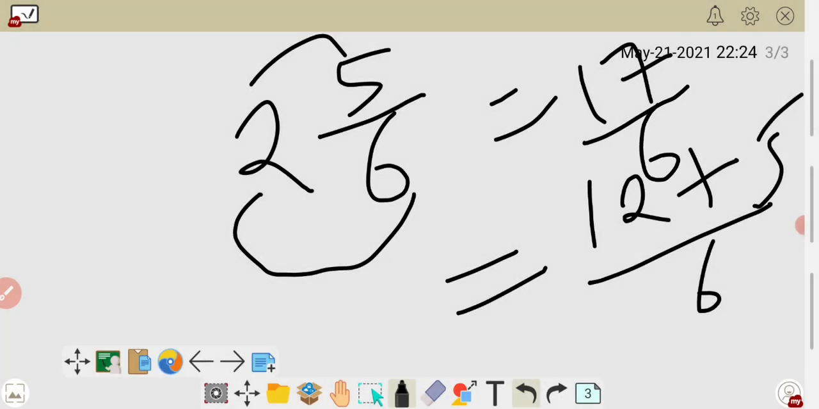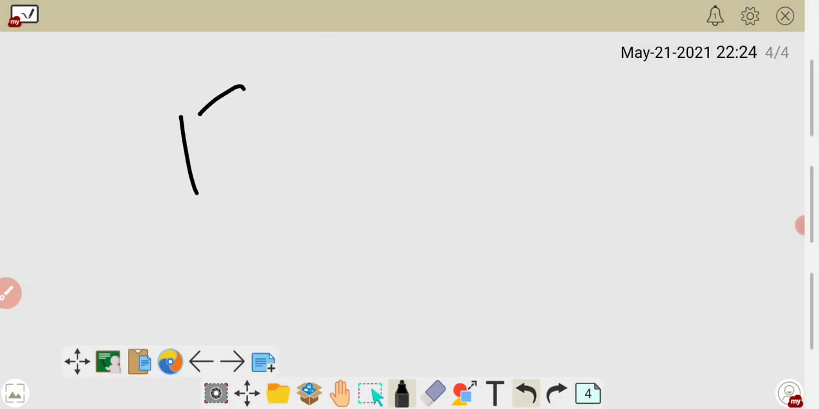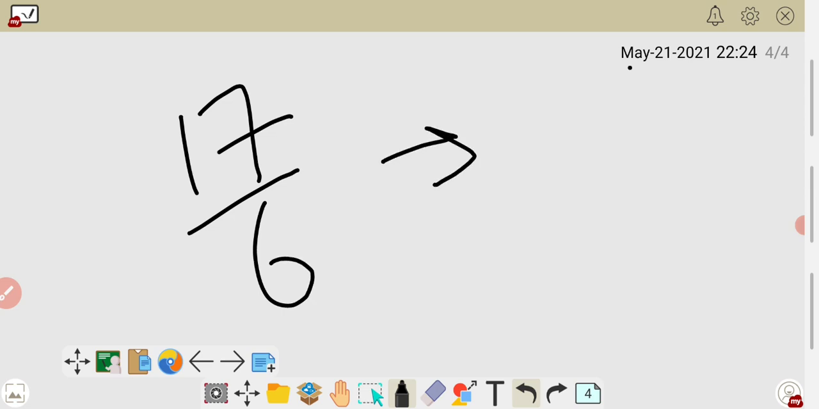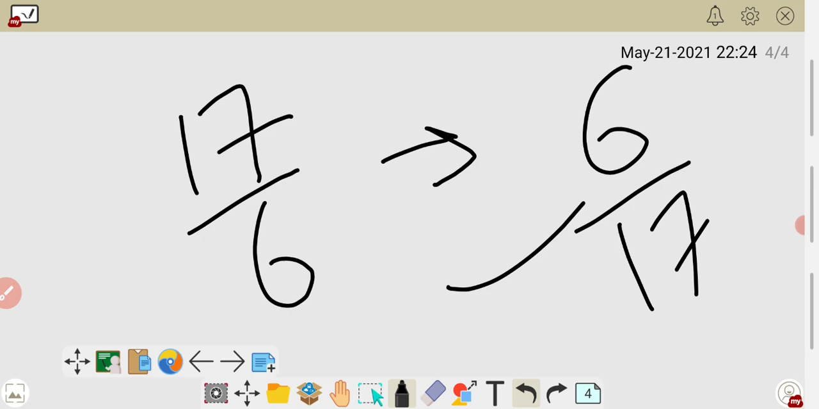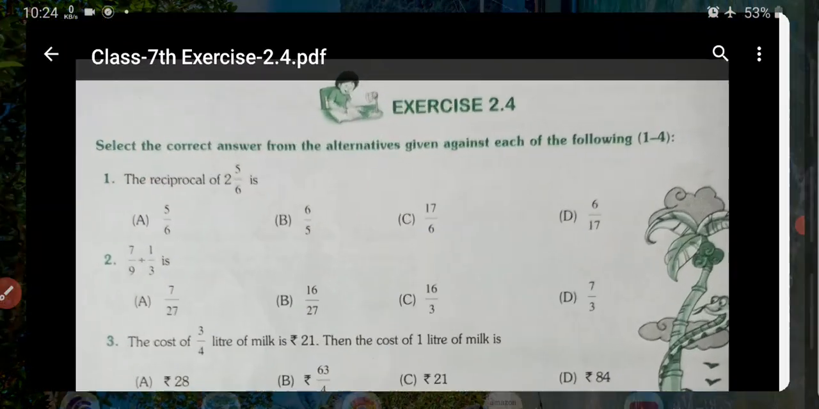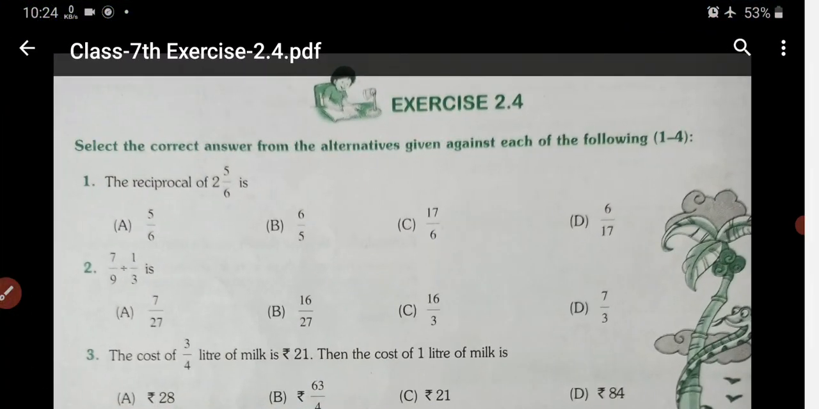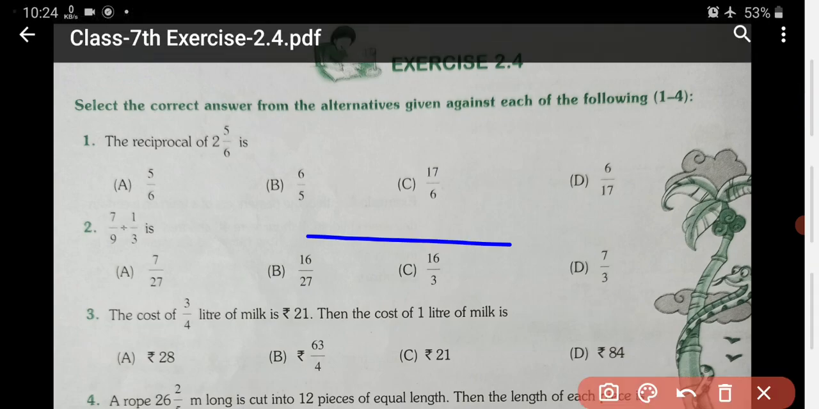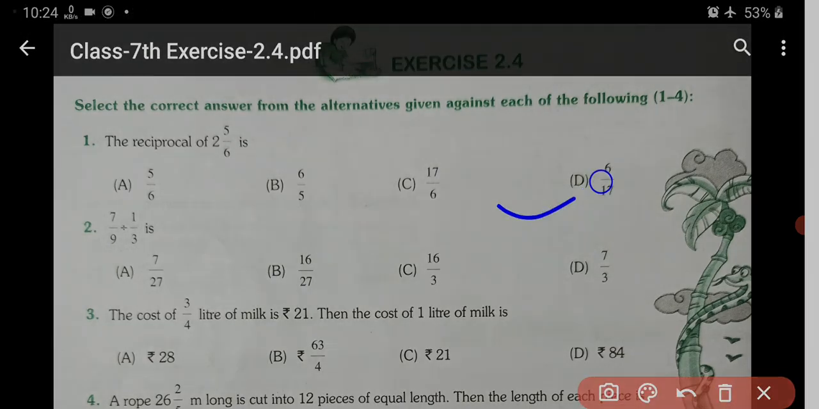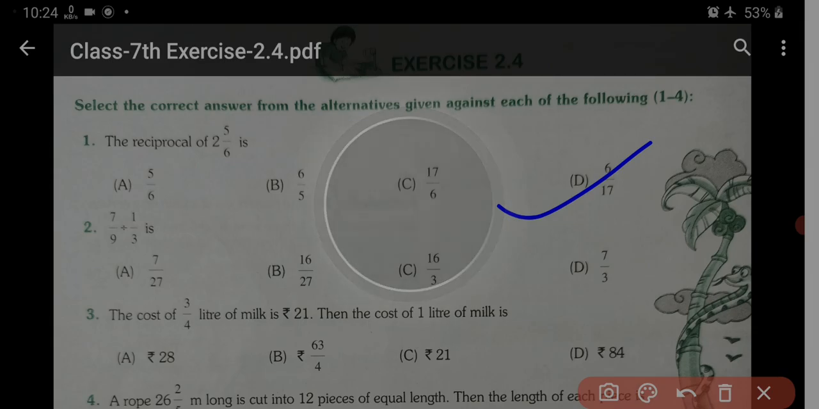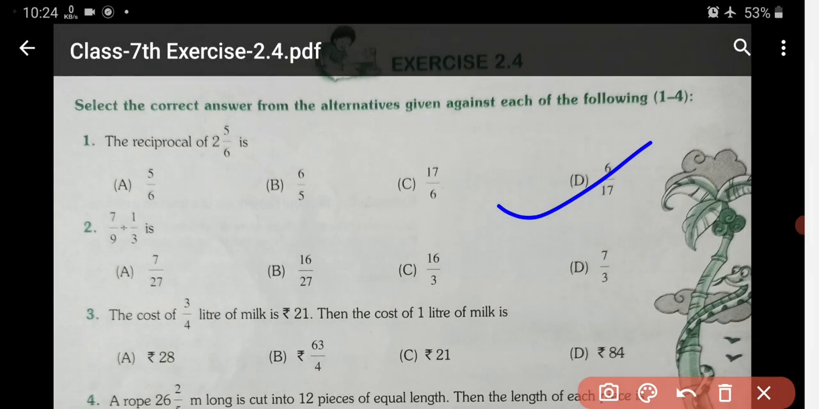Now what is the reciprocal of 17 upon 6? You have the number 17 upon 6. Now you find the reciprocal. How can you find the reciprocal? Just reverse it. Now you get 6 upon 17. So 6 upon 17 is your right answer. Just look here, 6 upon 17 is present here, so you have to tick option number D. That is your first answer. Hope all of you understand that one.